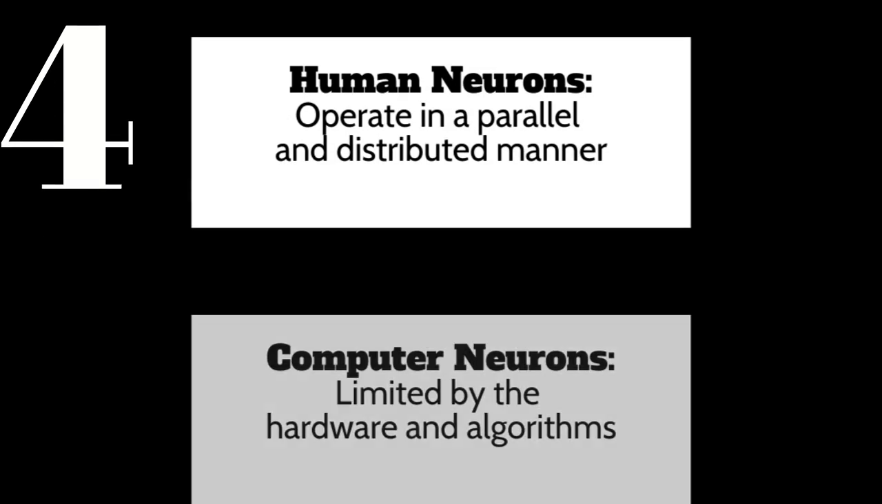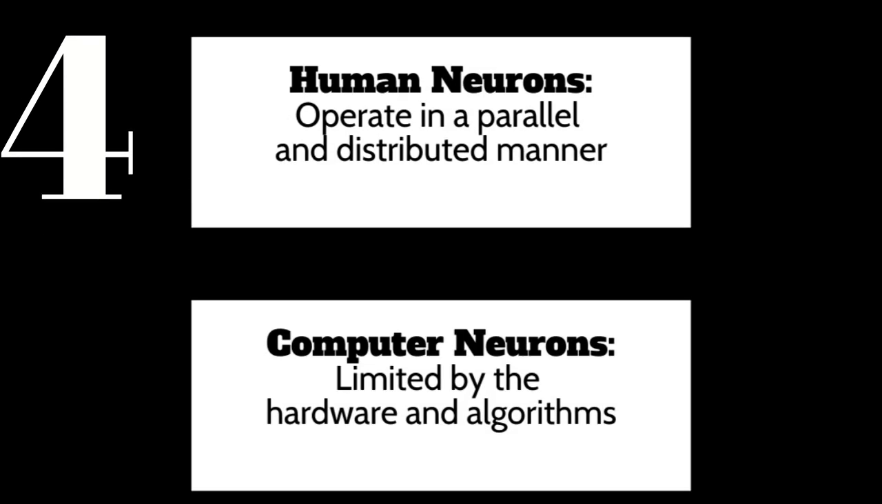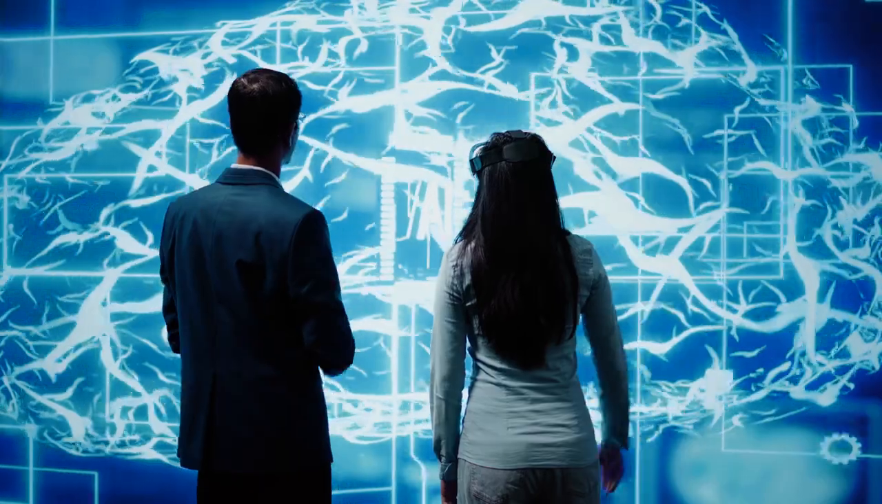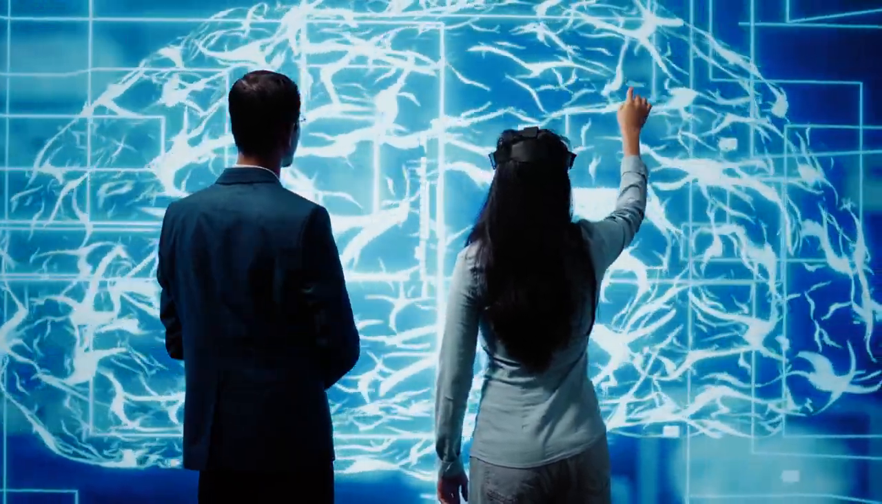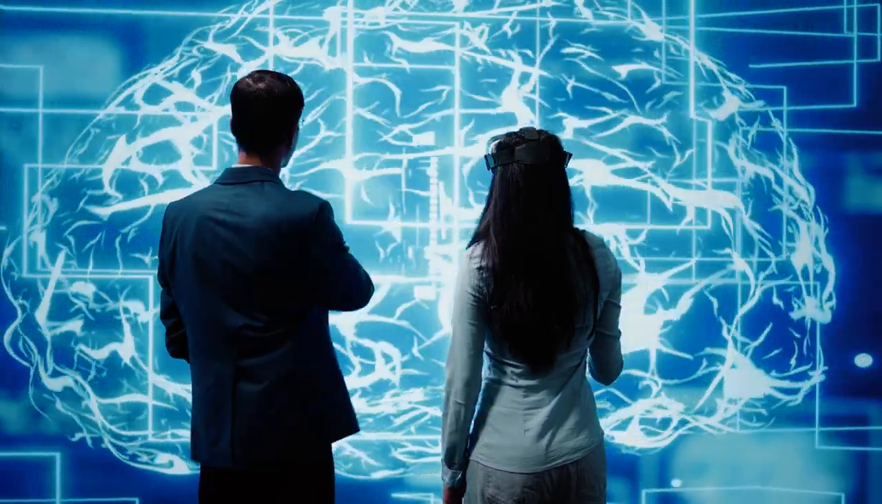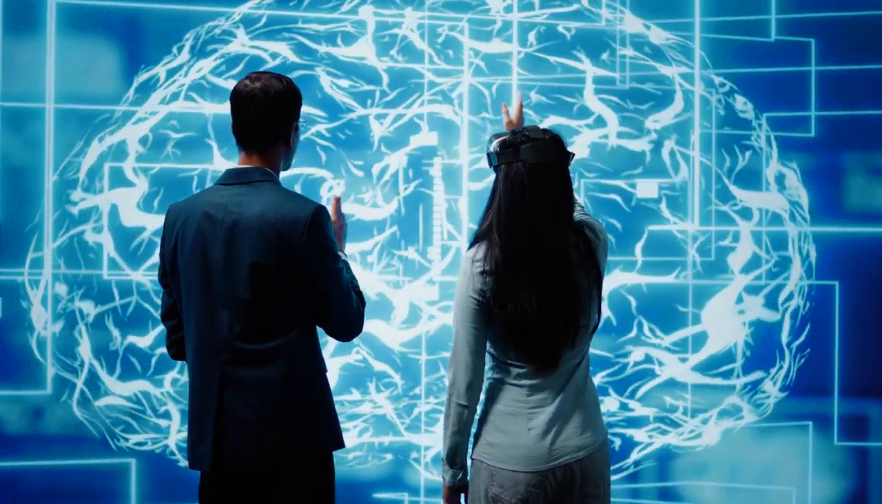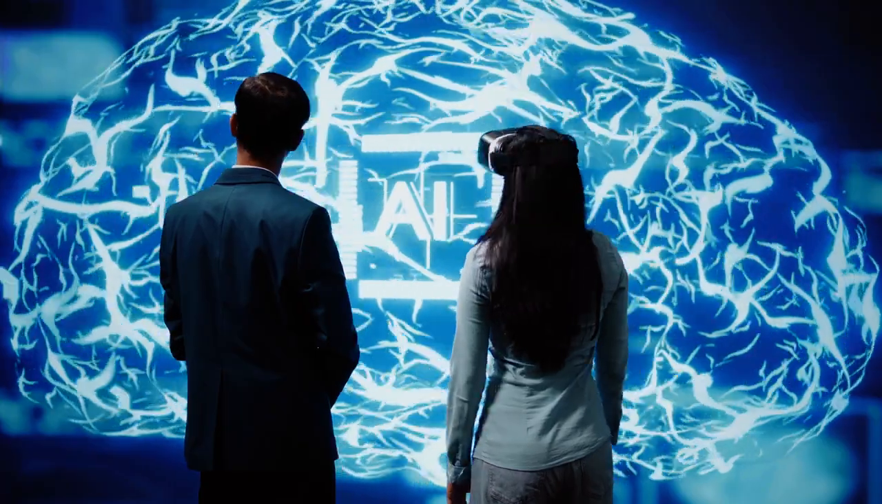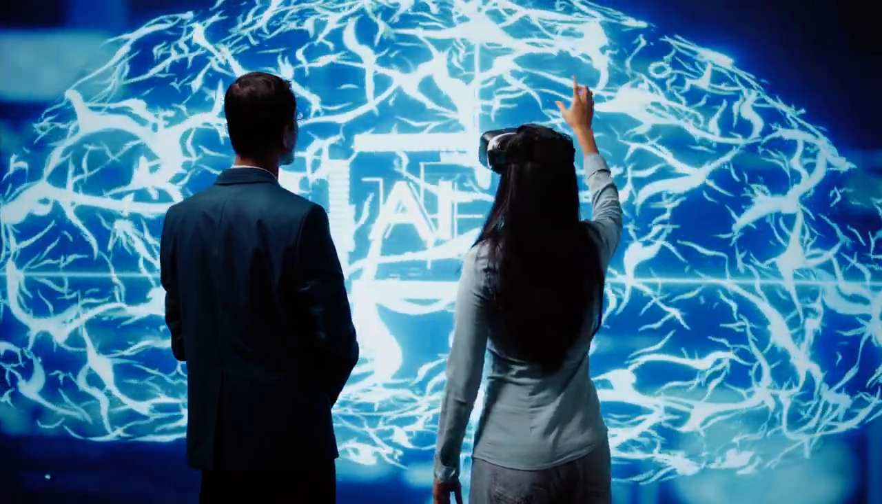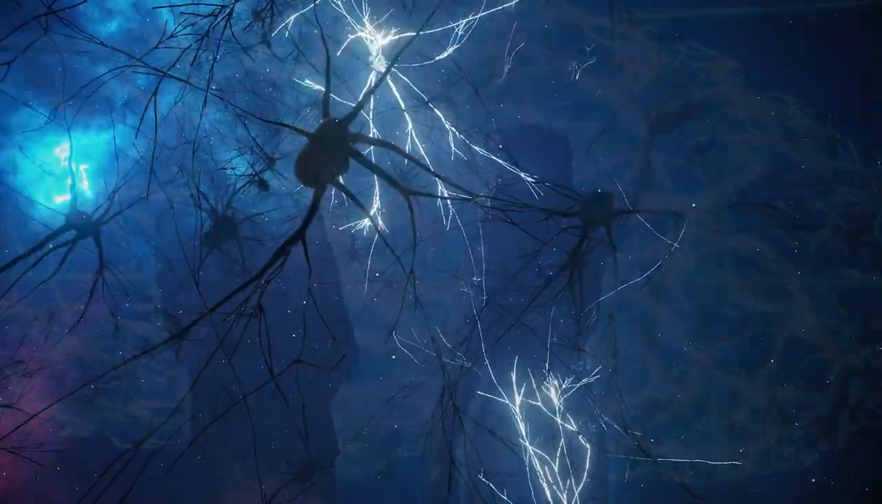Finally, human neurons operate in a parallel and distributed manner, while computer neurons, though they can simulate parallel processing, are limited by the hardware and algorithms they run on. Understanding these differences helps us appreciate the complexity of the human brain and the challenges of replicating its functions in machines.